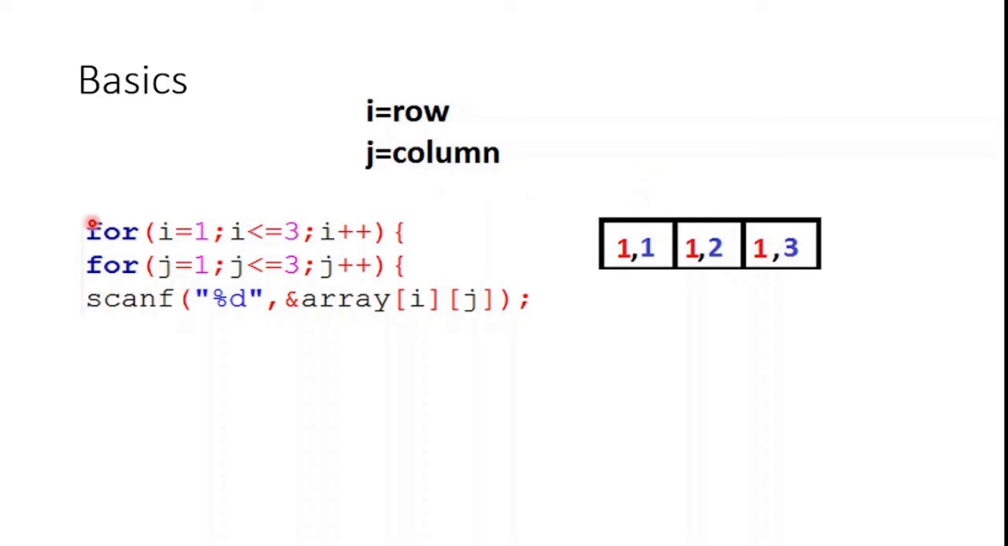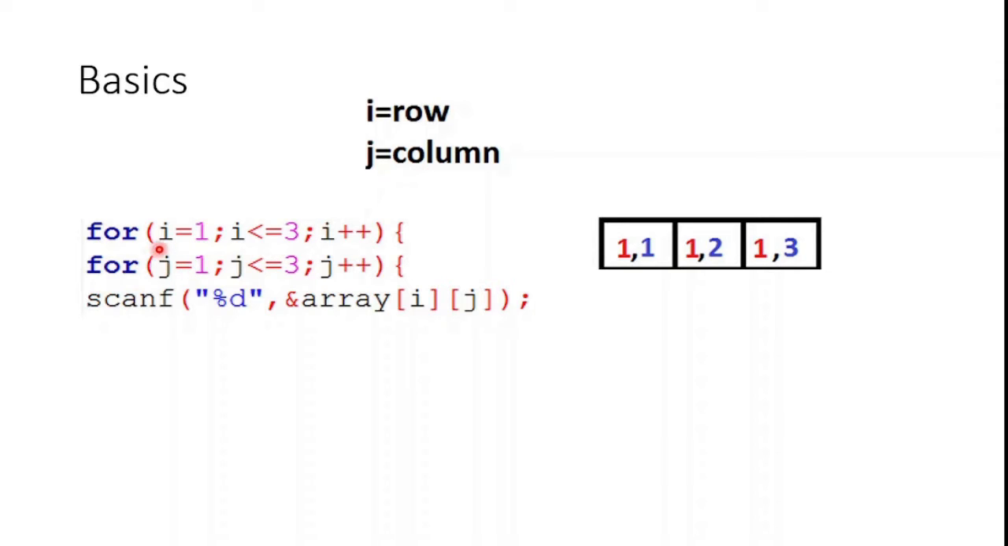Okay, so if we take a look at this nested for loop, we can see that this is the outer for loop and this is the nested for loop. And the I is defined as row and the J is defined as column.